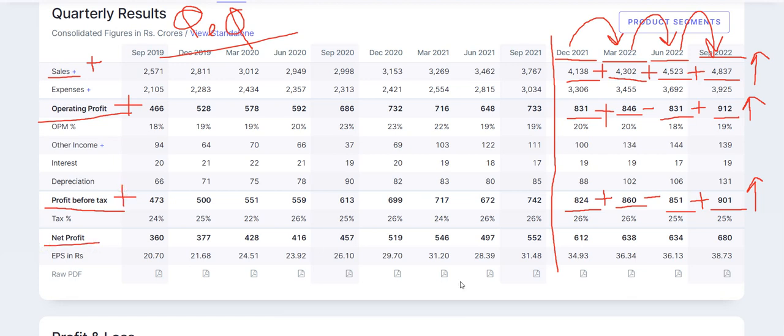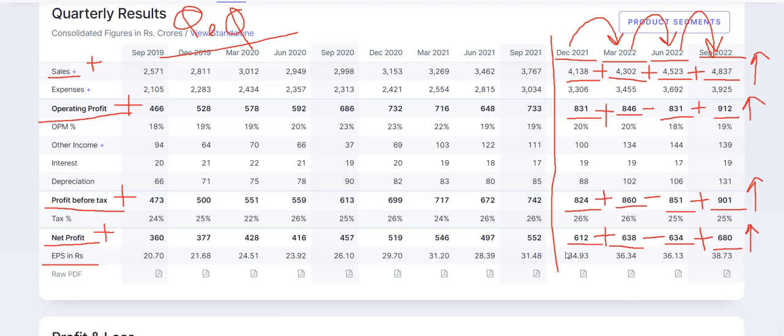Coming to net profit, it is 612 crore rupees. From there it increased to 638 crore rupees. Here it decreased to 634 crore rupees, and then increased to 680 crore rupees in the next quarter. So you could say, leaving one quarter, every quarter its net profit is increasing.